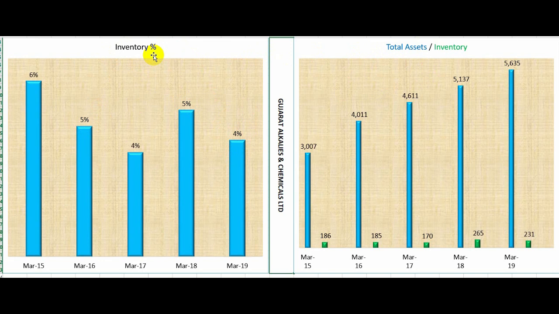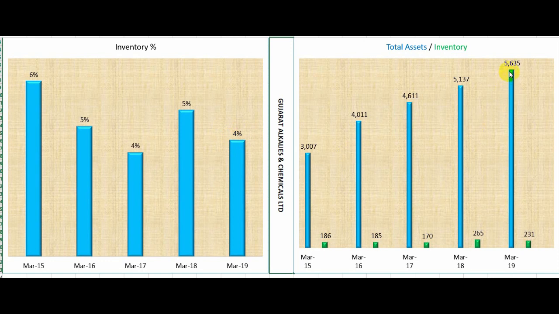Inventory is basically the work in progress on the goods being manufactured in the company, and we don't want a very high inventory on the books, because that can lead to higher working capital requirements, and as fast as possible the company should be able to dispose of its inventory and not keep a holding of that. So 4% is a very good value.